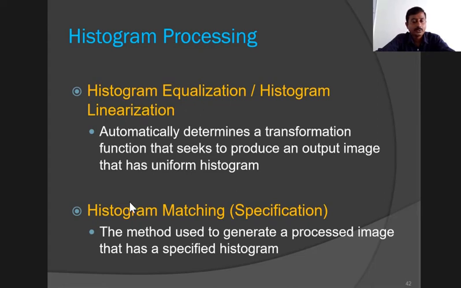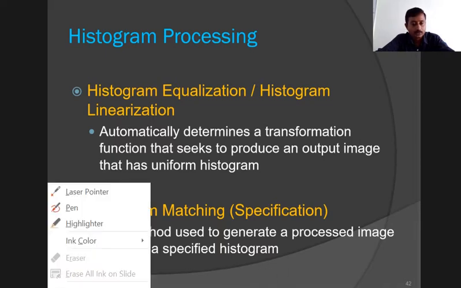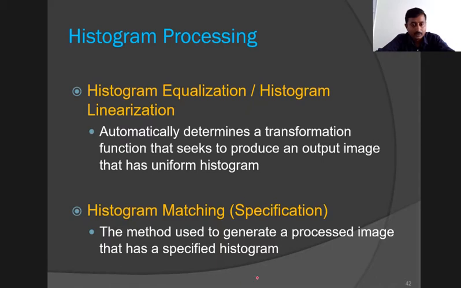Now today we are going to see the second technique under histogram processing, which is known as histogram matching or histogram specification. It is a method used to generate a processed image that has a specified histogram. Here we specify the shape of the histogram that we wish the processed image to have. Along with the input image we provide a specified histogram. Let me tell you with an example.